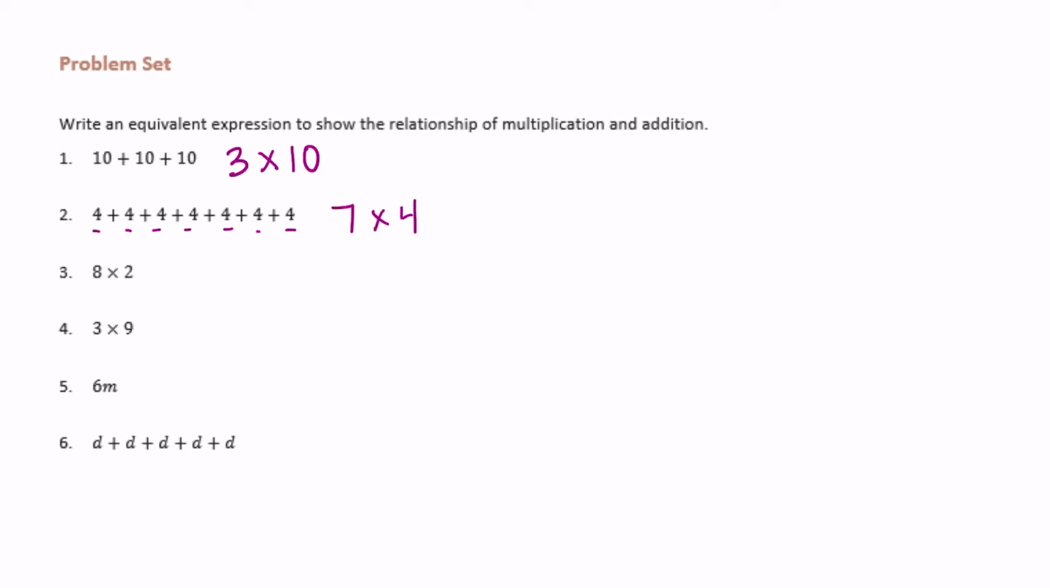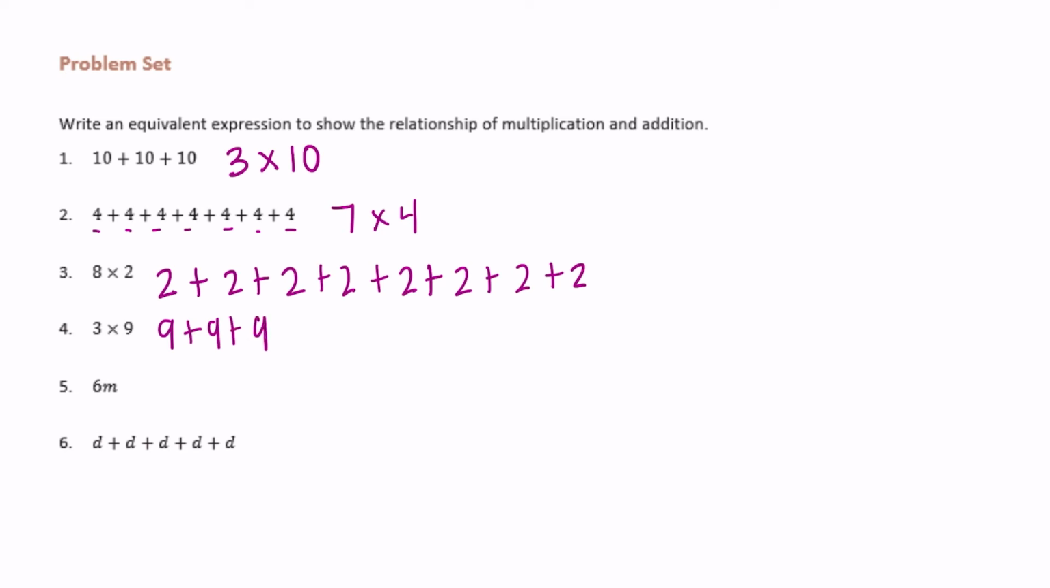8 times 2. So we have 8 groups of 2. So that would look like 2 plus 2 plus 2 plus 2. 5, 6, 7, 8. 8 groups of 2. 3 times 9. So this is 3 groups of 9, or 9 plus 9 plus 9.